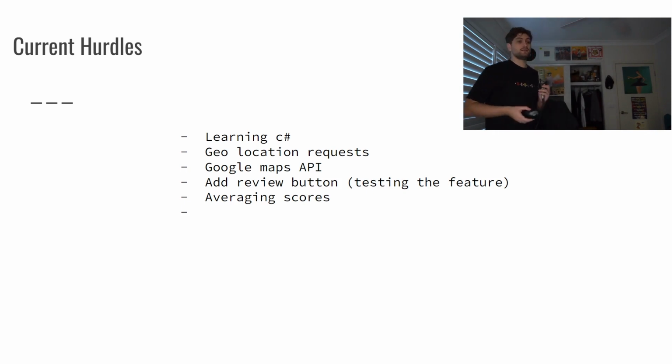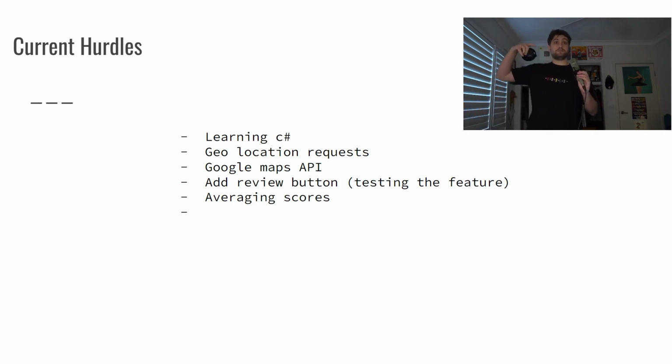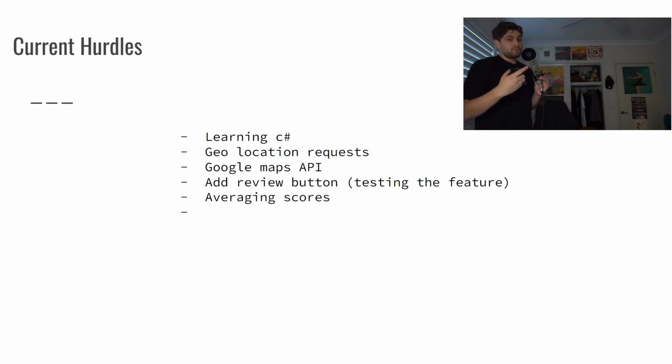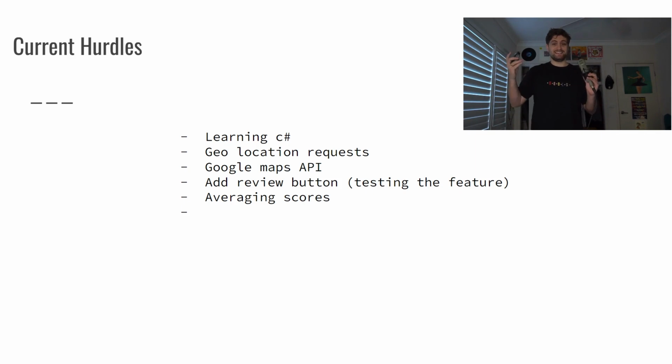Geolocation requests. When I say geolocation requests, I mean using that longitude and latitude, and using the phone location as the starting point of using the Google Maps API. Now, you can put in a longitude and latitude, that's fine. It will drop a pin, but using the geolocation of your phone to be the starting pin is where I'm trying to think out how to do that.